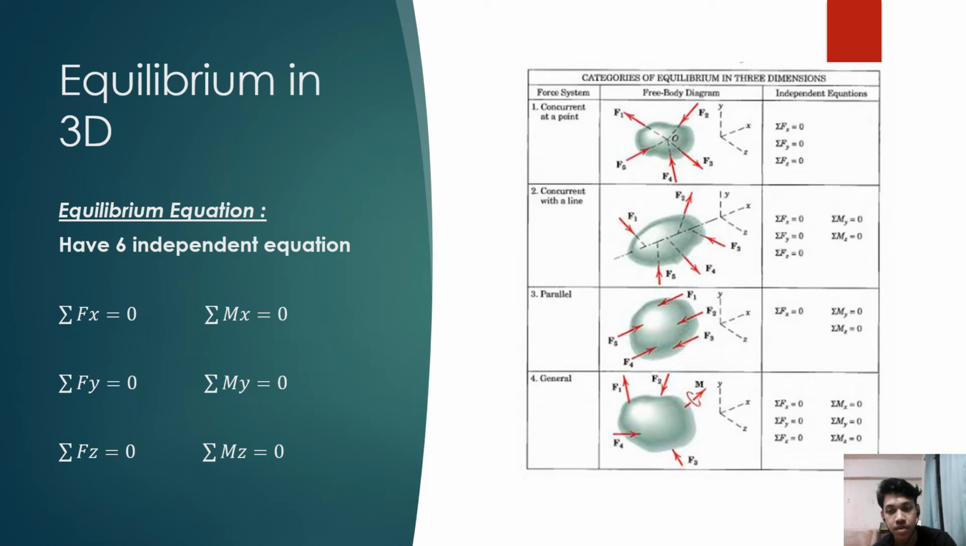And the last one is the general one, which we usually find quite often. The independent equations we have are 6: Fx equal to 0, Fy equal to 0, Fz equal to 0, and the moment in the x direction equal to 0, the moment in the y direction equal to 0, and the moment in the z direction must also equal 0. So that's all for equilibrium in 3D.